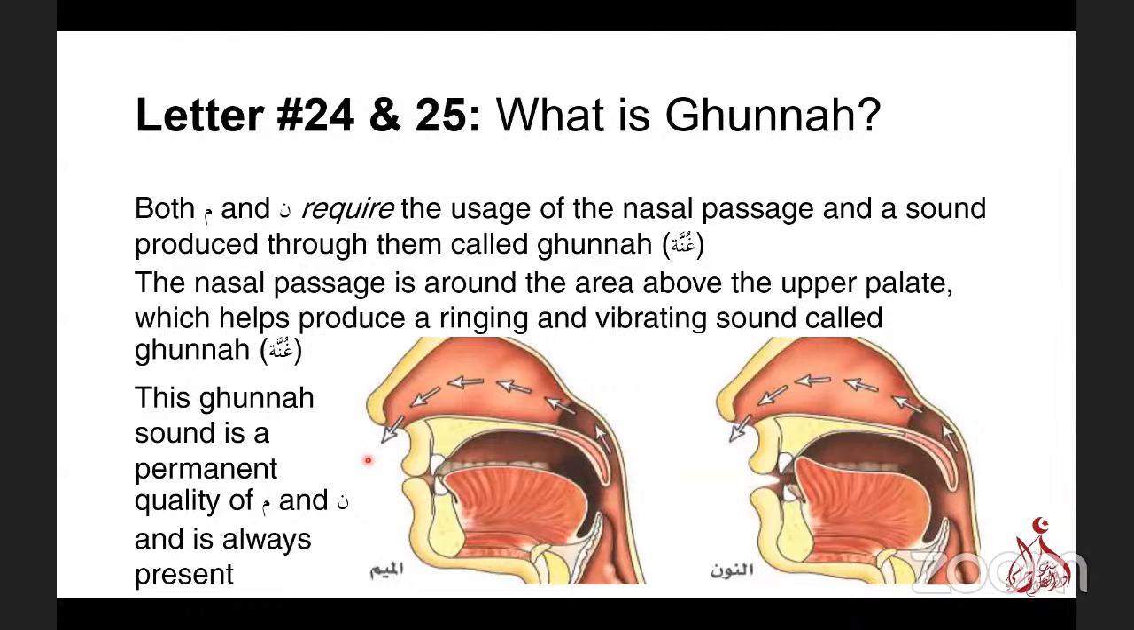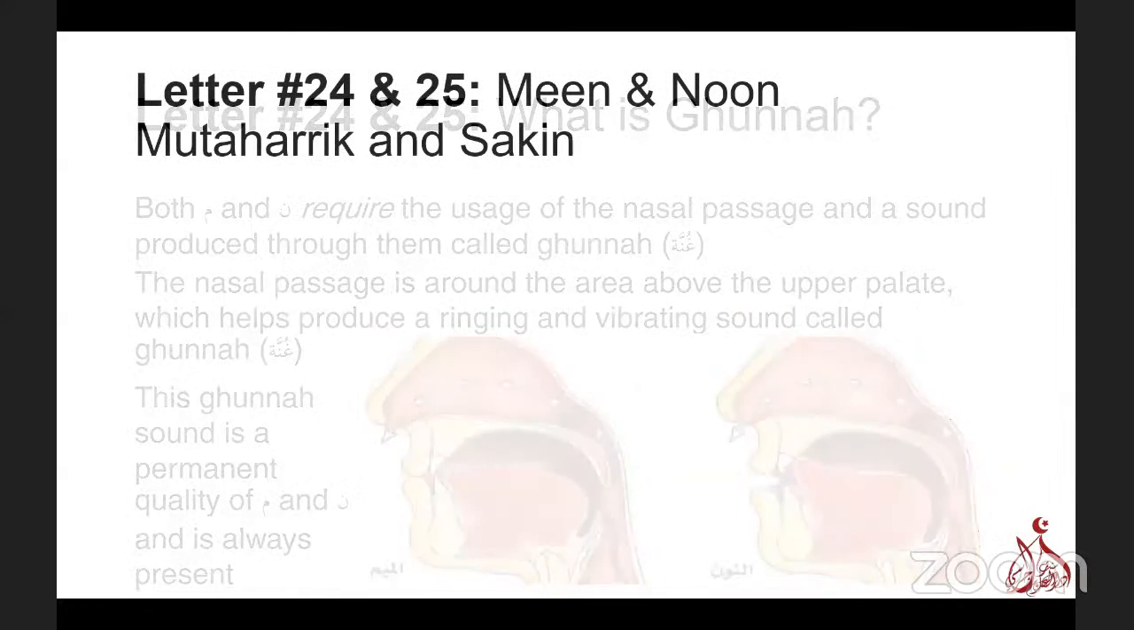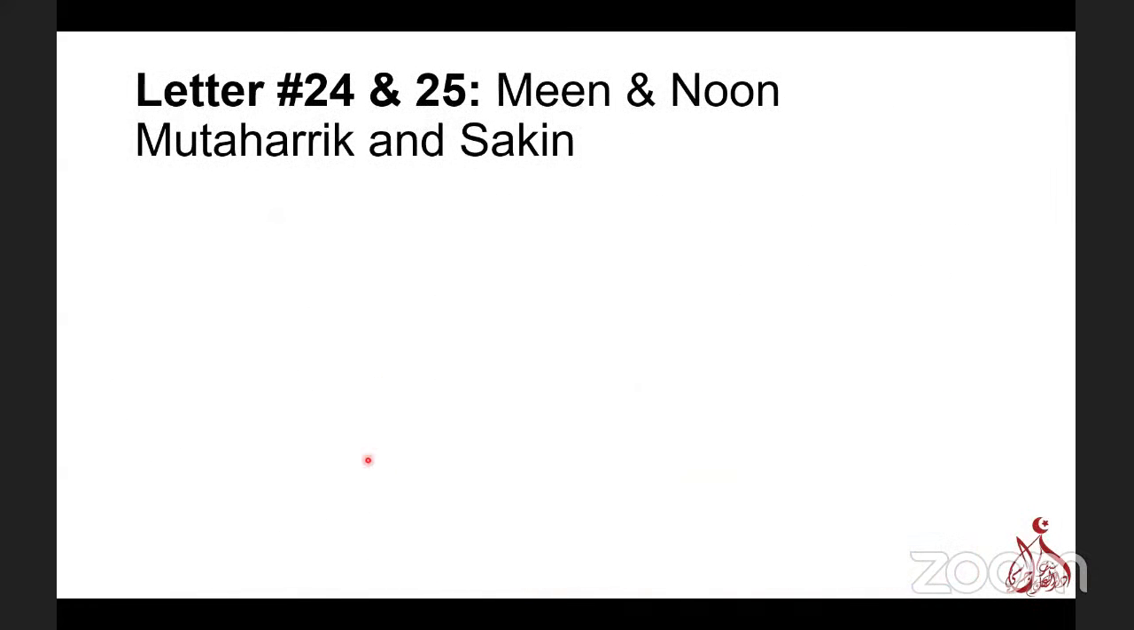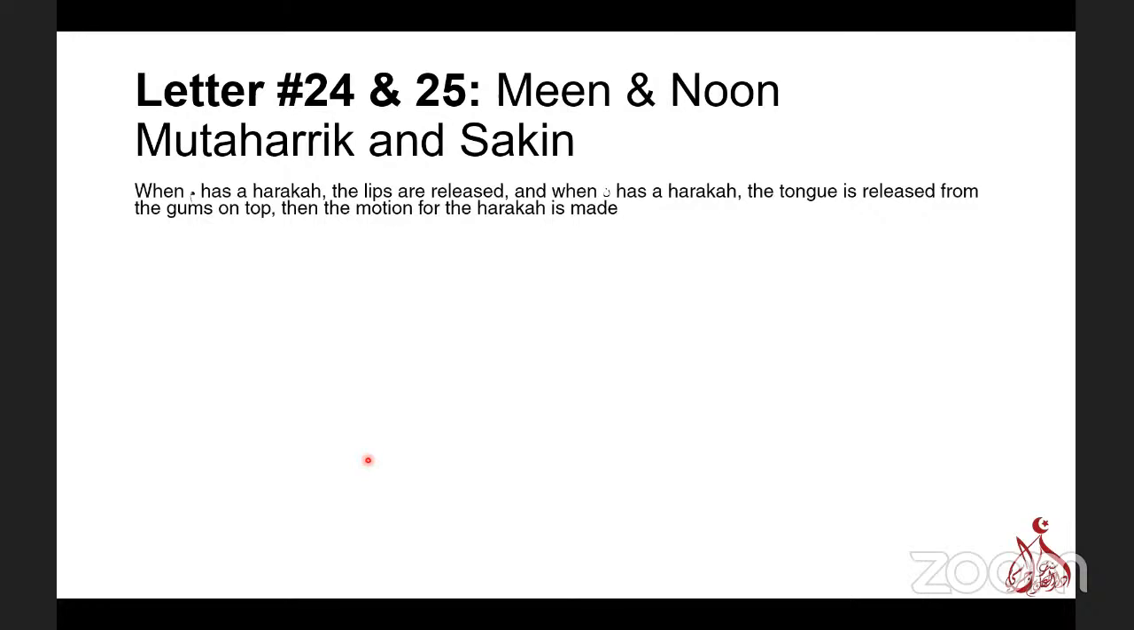But just keep in mind, a part of pronouncing meem and noon, like the makhraj of meem and noon, includes the ghunna. It includes the ghunna, not just the tongue and the mouth or the lips and teeth. Not just that, it includes ghunna as well, which is the nasal sound. Now let's go to some examples.